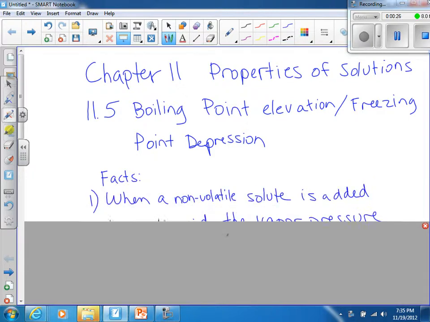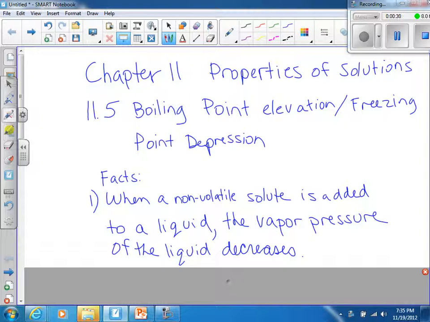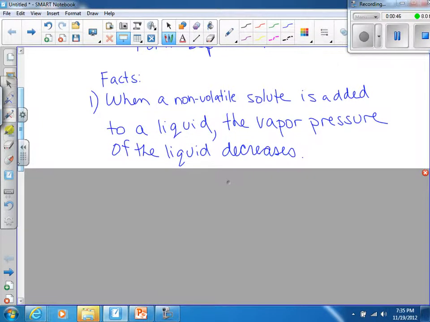So first we're going to give you some facts. Fact number 1. When a non-volatile solute is added to a liquid, the vapor pressure of the liquid decreases. This is just a given. You have to accept this as fact. So literally, if I dissolve some sugar in water, it makes the vapor pressure of the water decrease.